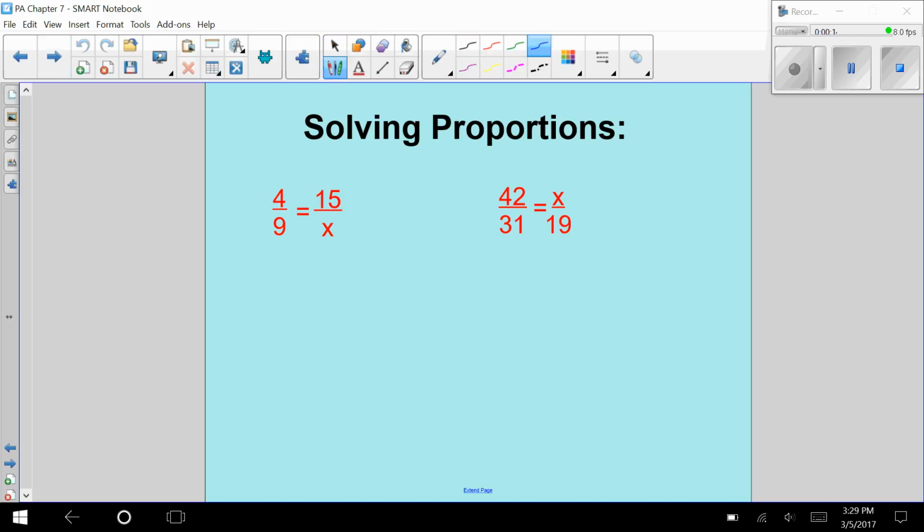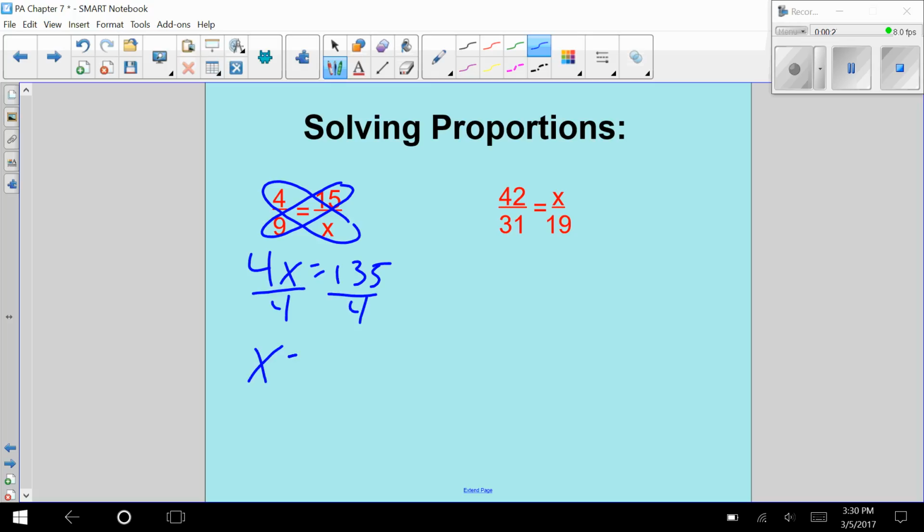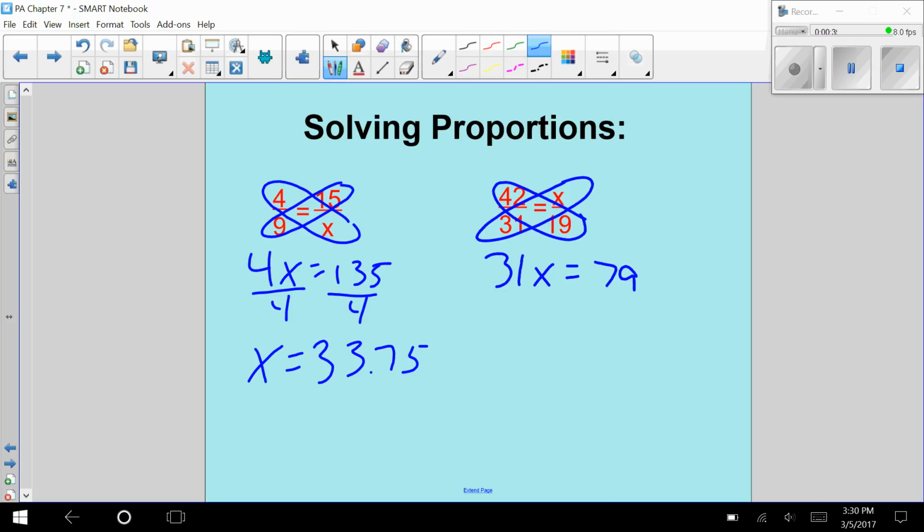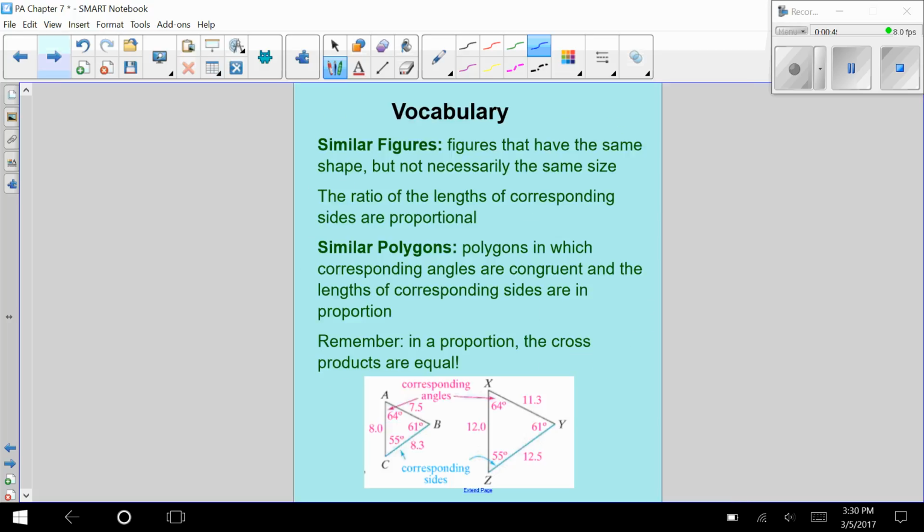A quick reminder that to solve proportions, we do our cross products. 4 times x makes 4x, and 9 times 15 makes 135. We then divide both sides by 4, and x equals 33.75. In the other example, we do our cross products, 31 times x and 42 times 19, which is 798. Divide both sides by 31, and we get x equals 25.74.